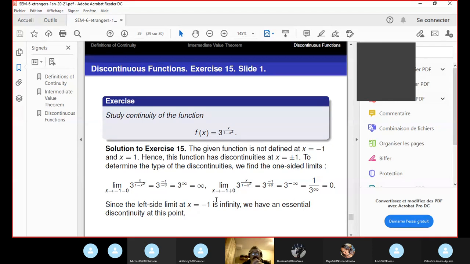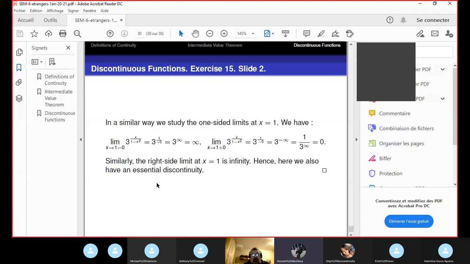Conclusion: as for the point x equals minus 1, you have that one of the one-sided limits is infinity. Then this point of discontinuity is of the second kind. Agree? I agree. Yeah, I agree.